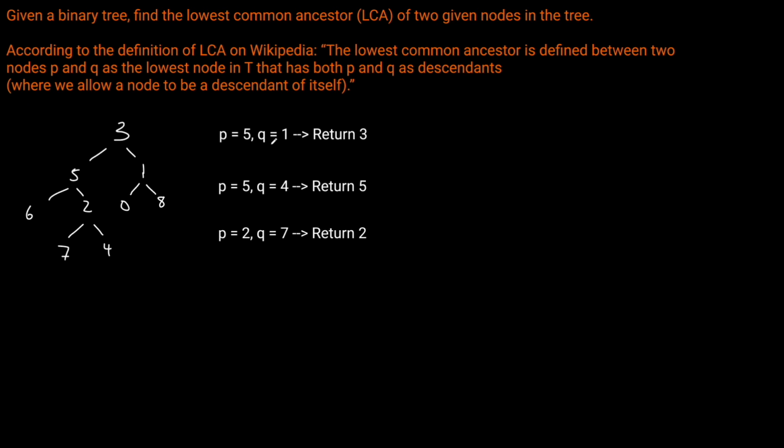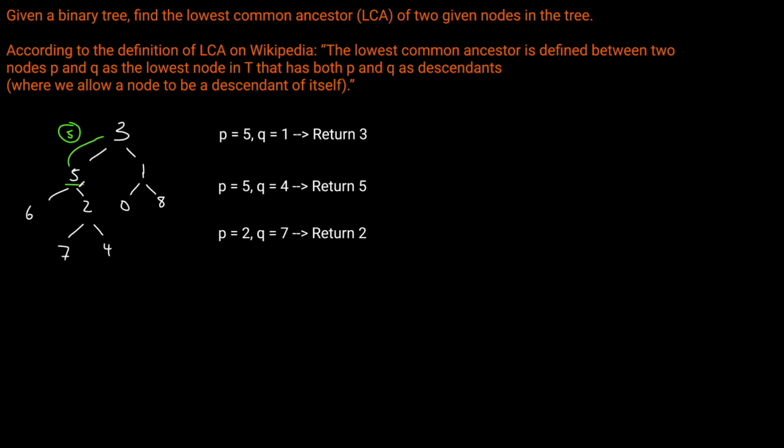So we're at P, Q, and we start at the 3. Does 3 equal either P or Q? No. So that means that we go into the left subtree and we go to the right subtree. So we'll go to the left first, and we're at this 5. Does 5 equal P or Q? It does. So that means that we can return 5 to this node here. And then we stop there because we found a node.